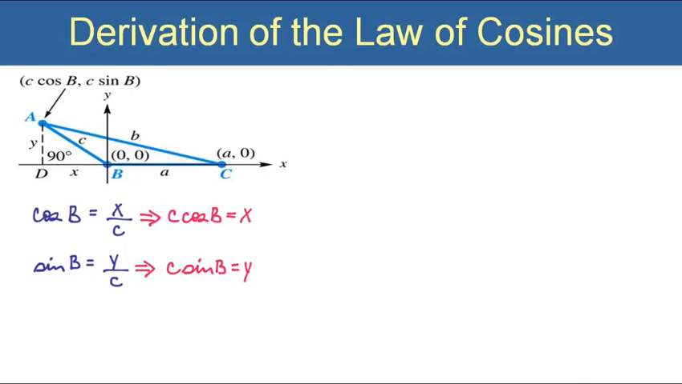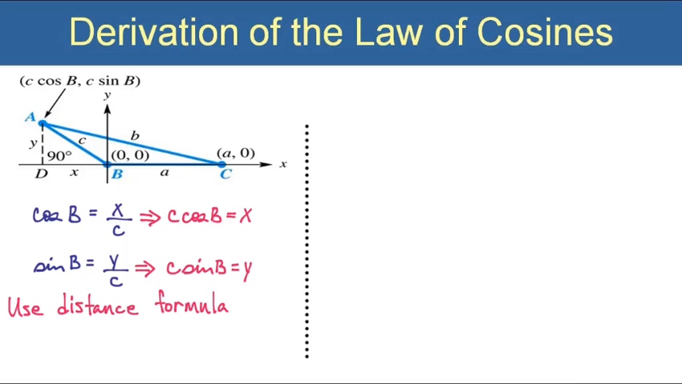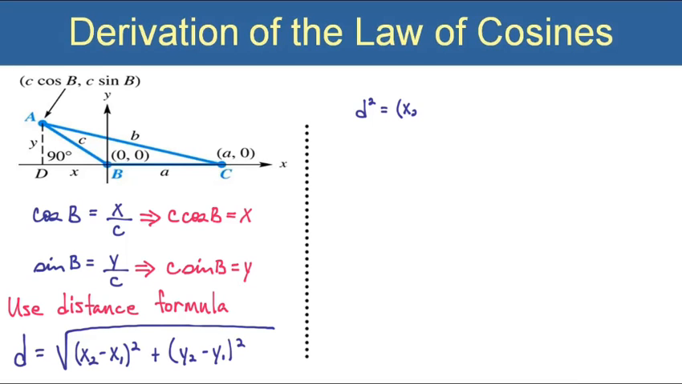Now that we have our two coordinates labeled, we're just going to use the distance formula from algebra to find out how long this distance is. So here's the distance formula the way you might have seen it in an algebra textbook. The first thing I want to do is get rid of that radical, so let's square both sides. So d squared now equals (x2 minus x1) squared plus (y2 minus y1) squared.